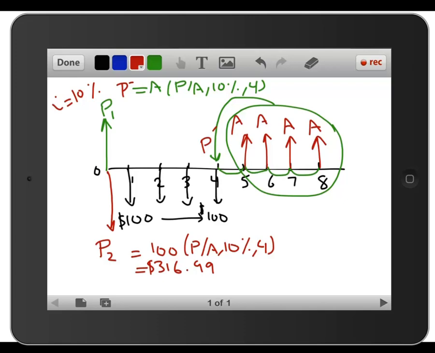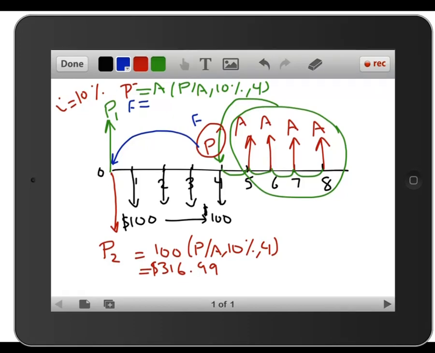Now what we are going to do is bring P prime, this value, back to time 0, and this will be my future value. So I will take the future value, and that will be 3.1699A. Now remember, the value of A is not known. We don't know the value of A. So we are going to use this until we get the value of A.